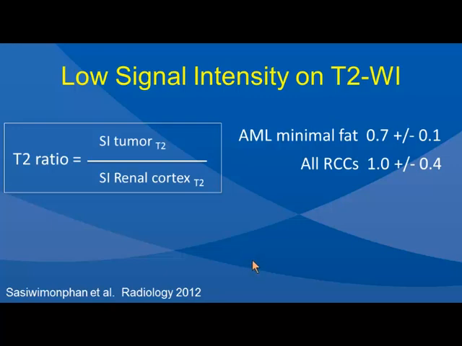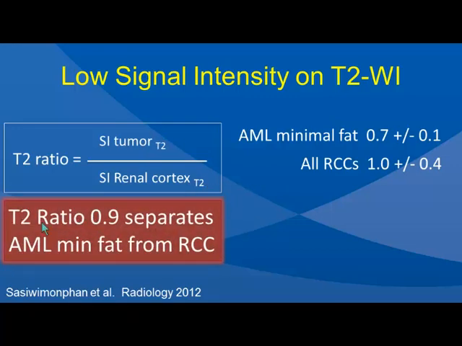Some have suggested a T2 ratio to distinguish these entities, and the T2 ratio is the T2 signal of the tumor divided by the T2 signal of the renal cortex. And in this study, they concluded that a T2 ratio of 0.9, where a T2 ratio of 1 will be basically isointense signal of the renal mass and the renal cortex, will separate AML with minimal fat from renal cell carcinoma.